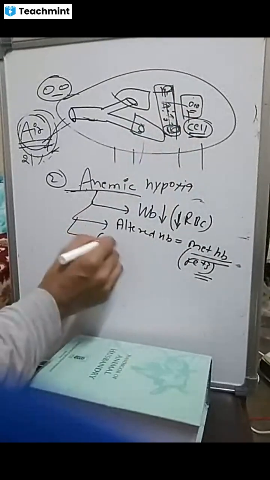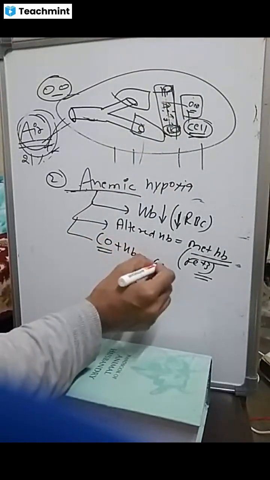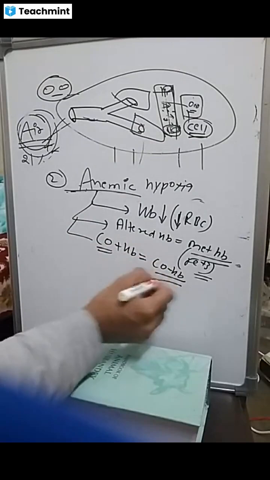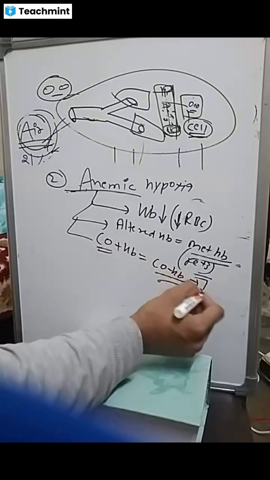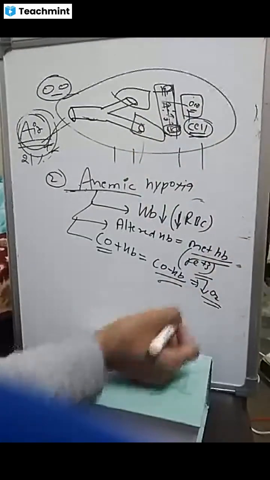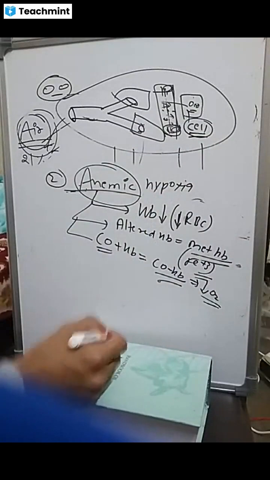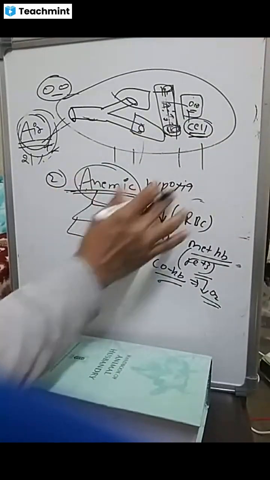Third is carbon monoxide poisoning, which combines with the hemoglobin, so it will form COHb. So less oxygen reaching the cell means hypoxia. And hypoxia because of these conditions is called anemic hypoxia.